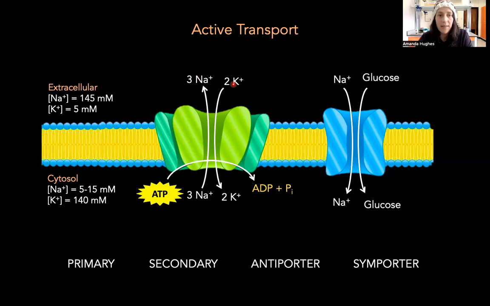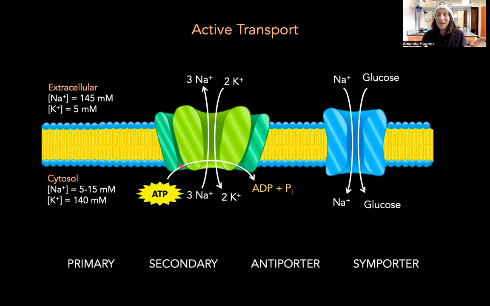And potassium is the same thing. You're moving it from an area of low concentration, so 5 millimolar, to an area of higher concentration, which is inside the cell, at about 140 millimolar. And then the sodium-potassium pump is responsible for helping to repolarize all of our neuron cells.